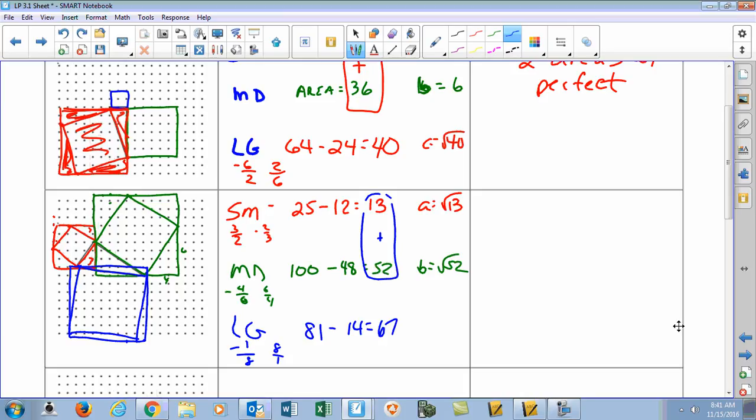So we don't have any perfect squares in this one, right? Because C would be square root of 67. So again, this has 0 perfect squares, kind of like what was the front side that had that issue? The third one, right? The obtuse triangle.